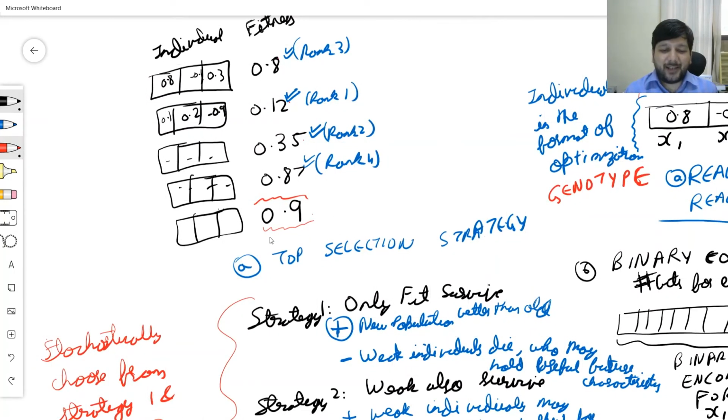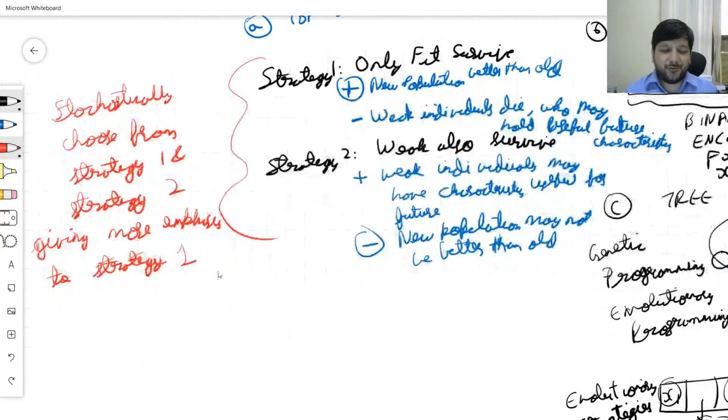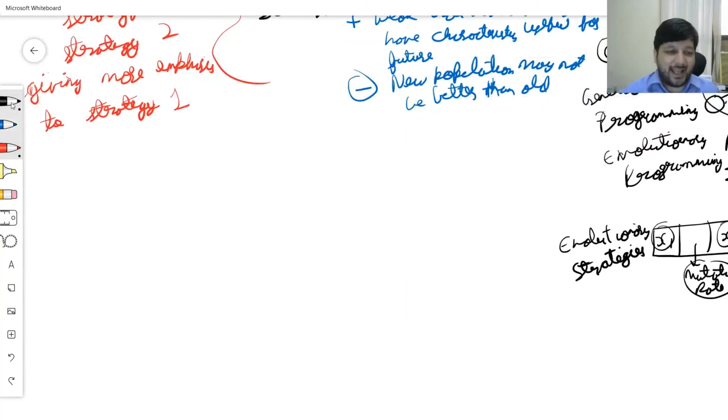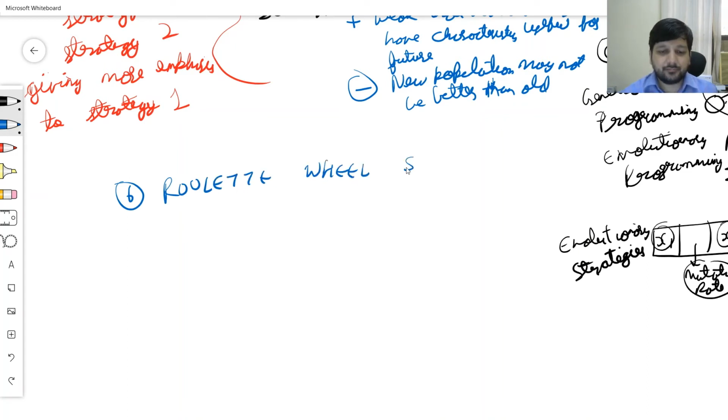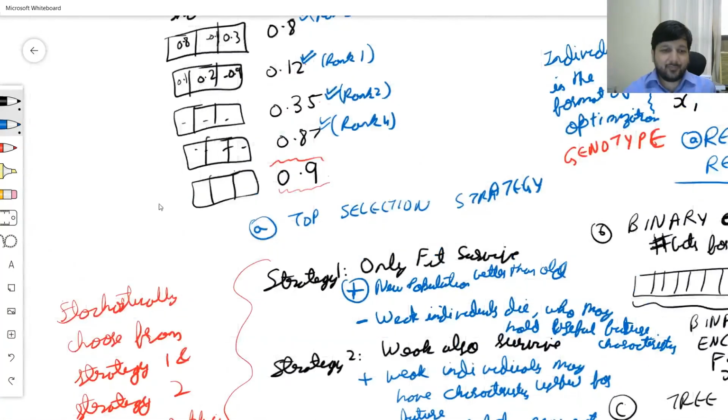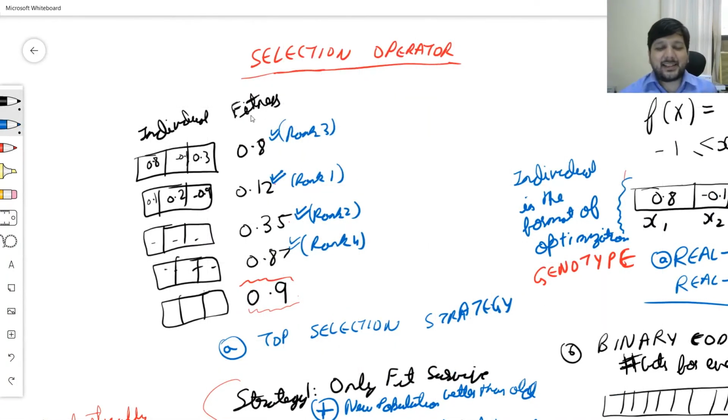And now my top strategy is only strategy 1, so I'll add some characteristics of strategy 2, and the new strategy will be called the roulette wheel strategy. So let's convert the fitness value into a term called the probability of survival.